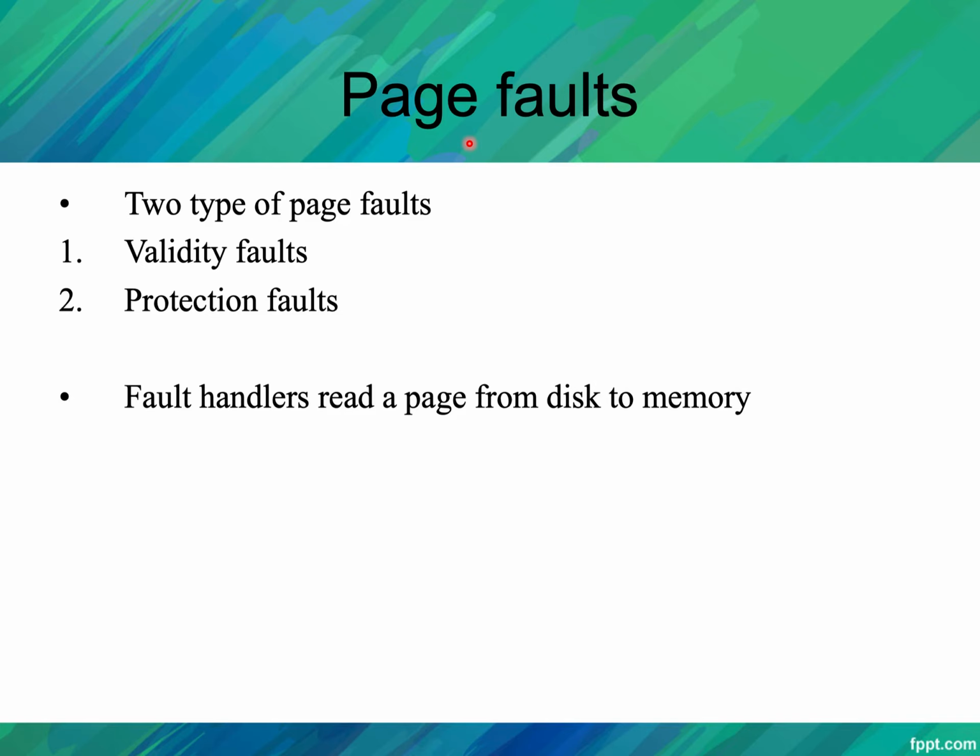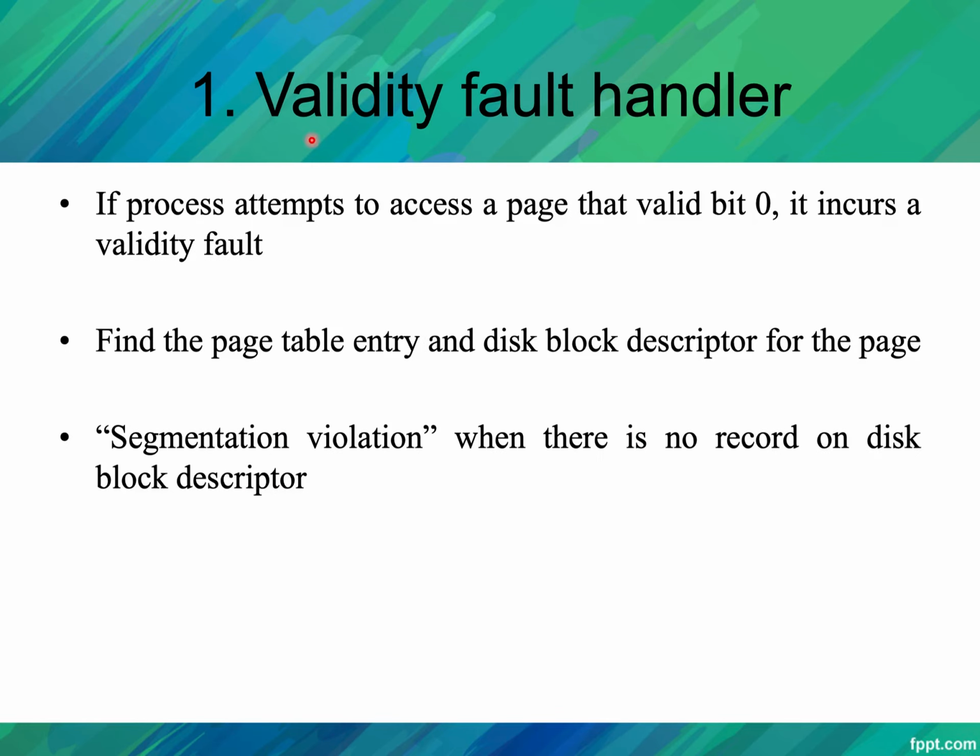There are two types of page fault. One is validity fault, another one is protection fault. Whenever such a fault happens, the fault handlers read a page from the disk to memory. The fault handler will take care of the process. For a validity fault, if a process attempts to access a page whose validity bit is 0, that is called a validity page fault. Whenever it is trying to access a page which is not valid or which is illegal, at that time we get a validity fault.